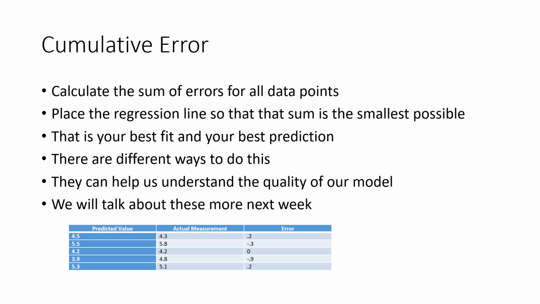So like I said, there's basically 5 different ways to do this. We can talk about this either next week or later, but assume that these are our predicted values. We have 4.5, 5.5, 4.2, 3.9, and 5.3. Our actual measurements were 4.3, so we had a difference of 0.2 here. 5.8, difference of 0.3, but it's in the negative direction.